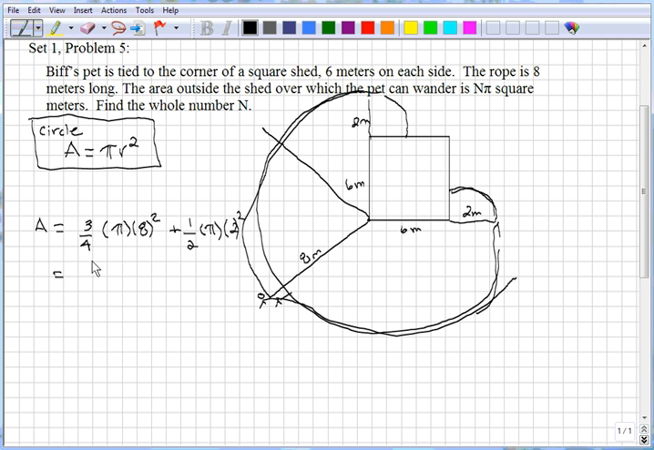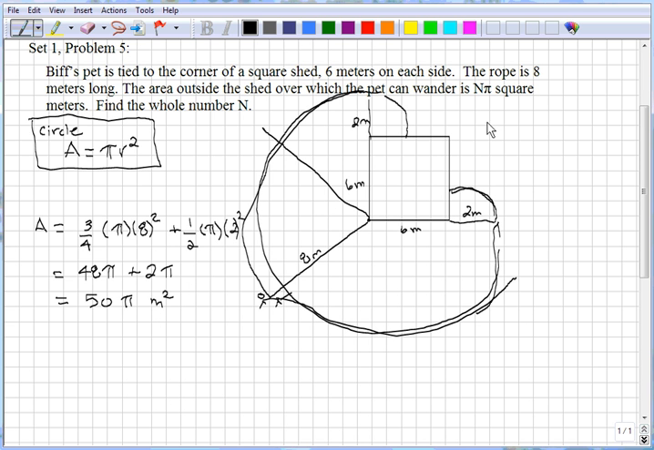8 squared is 64, and if we divide 64 by 4 and multiply by 3, we'll get 48 pi, okay? And here we have 4 divided by 2, so here we get 2 pi, alright? And if we add 48 pi and 2 pi, we get 50 pi. So that is the area that the pet can wander within, is 50 pi. And that would be in square meters.